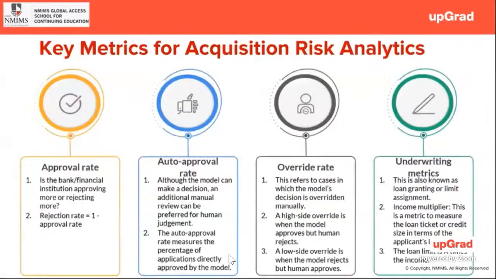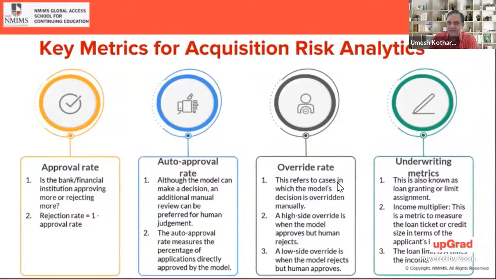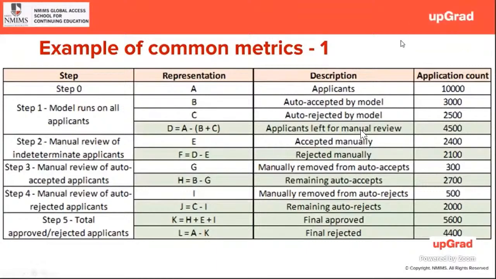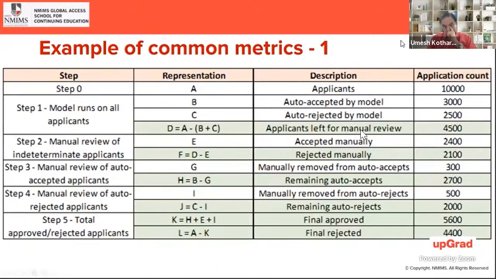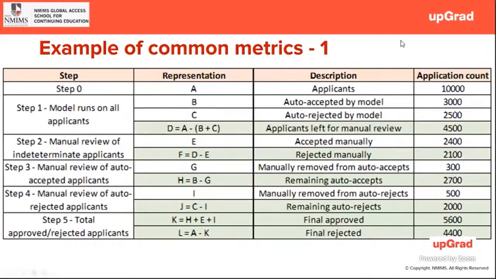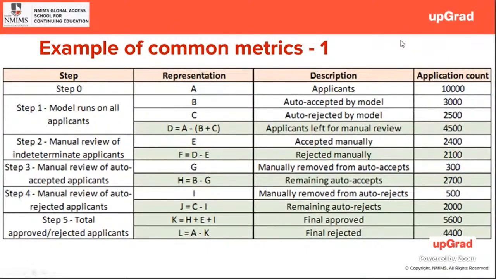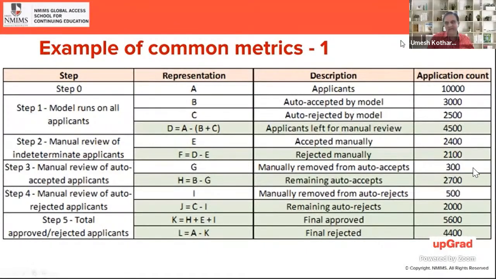Because override is right here. It refers to the cases in which the model's decision is overridden manually. So that's why. I thought it should have been divided by 10,000, so we would have got the total override. Correct. That is also a common thing that we get into, but we have to take it out of the ones that were thrown up for discussion, which is the auto accept or auto reject. So it will be 800 divided by 5,500. Correct.